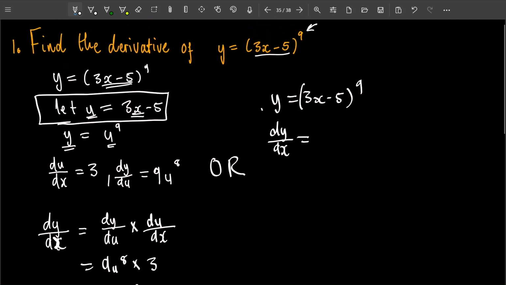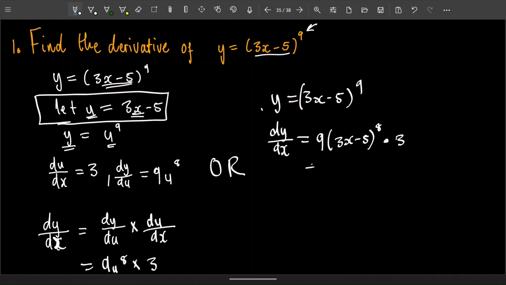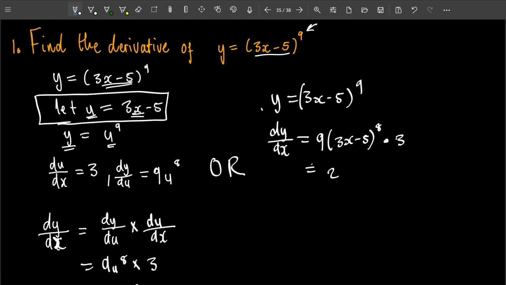What is it equal to? You differentiate the outside using the power rule. What does the power rule say? Bring down the power. So we bring down 9. Then we rewrite just 3x minus 5, it doesn't change. Then we reduce that power by 1. So it'll be to the power of 8. Then times the derivative of the inside. What's the derivative of 3x minus 5? We differentiate 3x, we get 3. We differentiate negative 5, we get 0. So it'll be times 3. And it is equal to, now we say 9 by 3, we get 27. Multiplying 3x minus 5 all to the power of 8.